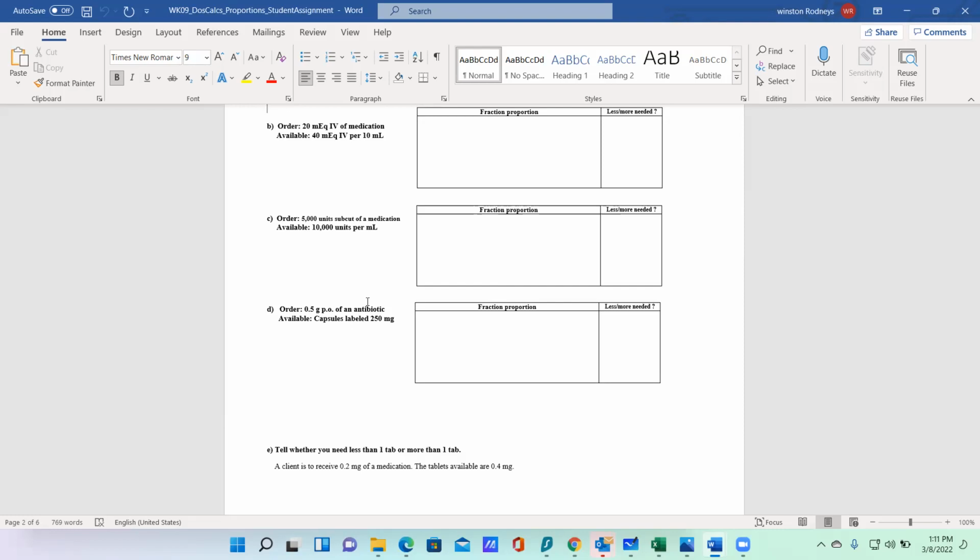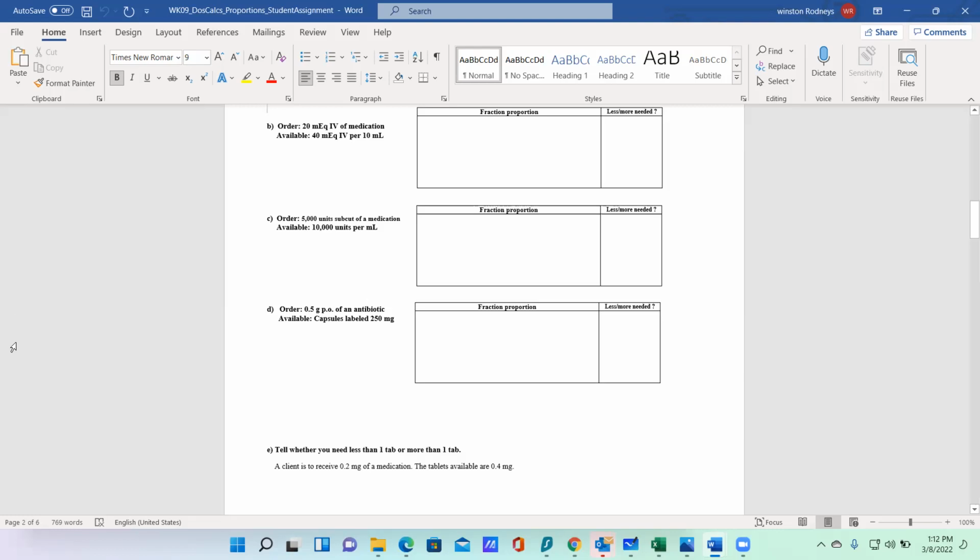I'm not making this up, it's actually something that happened. I was prescribed 1 gram of azithromycin, and the tablets came in 250, so I had to take 4 of them. So it's a similar scenario.